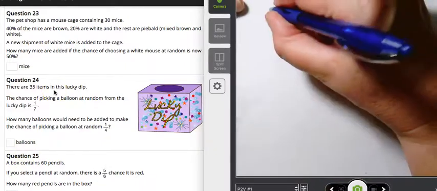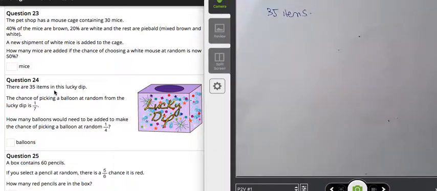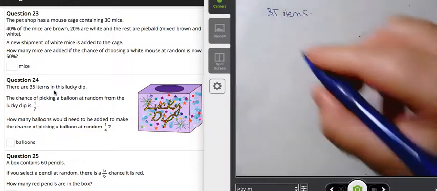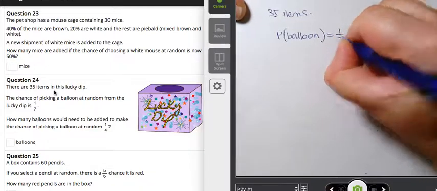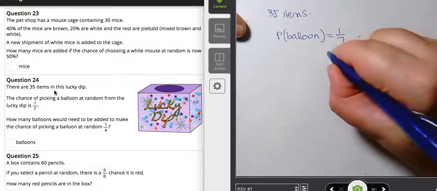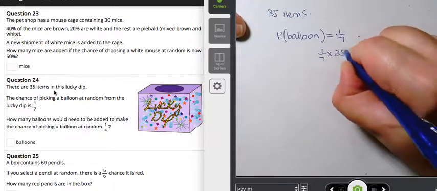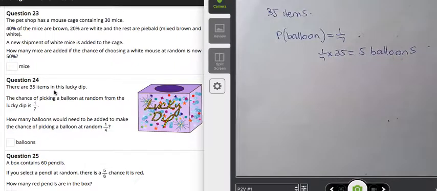Okay, now for question 24. It says there are 35 items in the lucky dip. And the chance of picking a balloon at random from the lucky dip is 1/7. So the probability of a balloon equals 1/7. So that means 1/7 of 35 means that there are 5 balloons in that dip. Now the question is, how many balloons would need to be added to make the chance of picking a balloon at random equal a quarter?